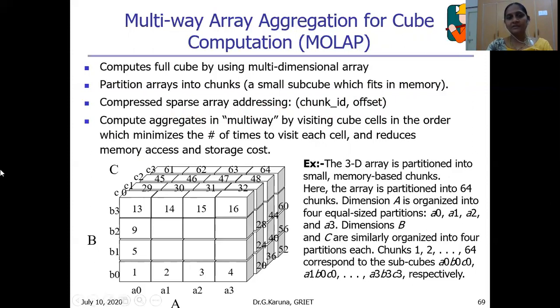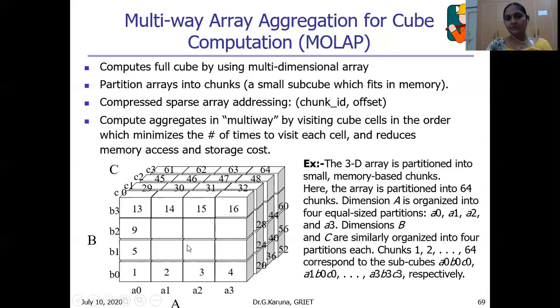So by using the chunk ID plus offset, we now compute aggregates in multi-way by visiting cube cells in the ordering which minimizes the number of times each cell is visited and reduces memory access and storage cost. So we are going to compute each cell without revisiting the same cell, which reduces the memory access as well as the storage cost. This is the way of computing the multi-way array aggregation. We are calculating the aggregation of each cuboid only.